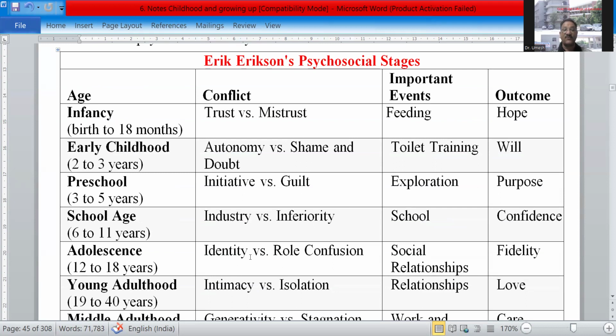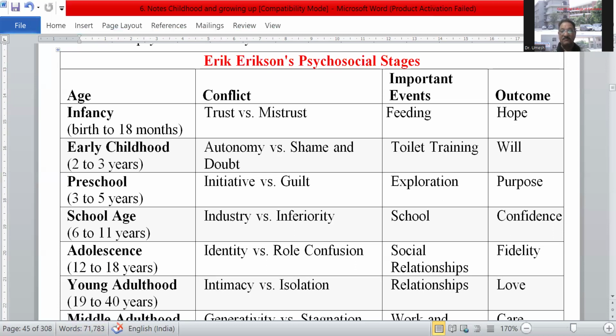The first stage is infancy, from birth to 18 months. The conflict is between trust and mistrust. And what is the important event at this time? That is feeding, because an infant needs only to feed. So trust or mistrust depends on whether basic needs such as nourishment and affection are met. If there is nourishment, trust will develop. Otherwise, the negative trait, mistrust, develops.